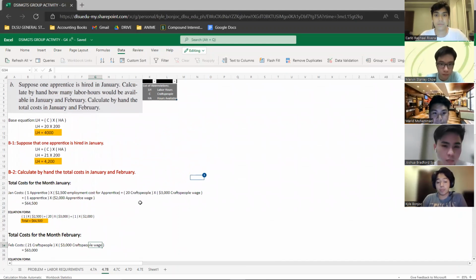For part B of the problem, here we have the condition. Suppose one apprentice is hired in January. Calculate by hand how many labor hours would be available in January and February. And we're also instructed to calculate by hand the total costs in January and February.